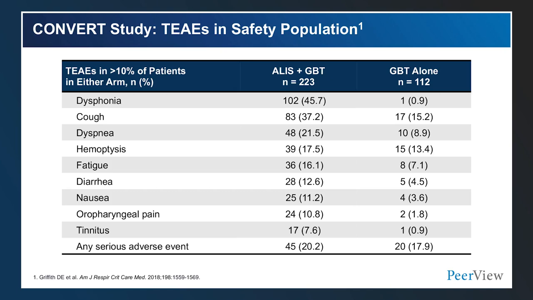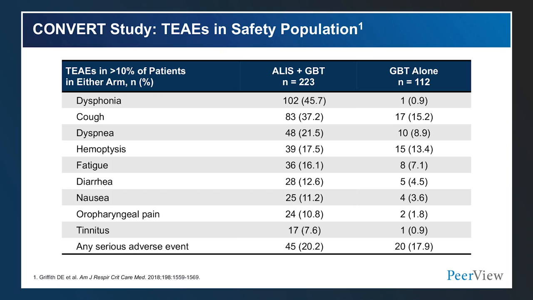The second most common side effect that you can see here was cough, and roughly 37% of patients who were on guideline-based therapy plus ALIS versus 15% in guideline-based therapy alone, followed by dyspnea. And that can manifest as shortness of breath on exertion, or even wheezing in some patients. Typically, what we do recommend is that patients receive an inhaled bronchodilator prior to the administration of ALIS to help mitigate side effects such as cough and dyspnea.